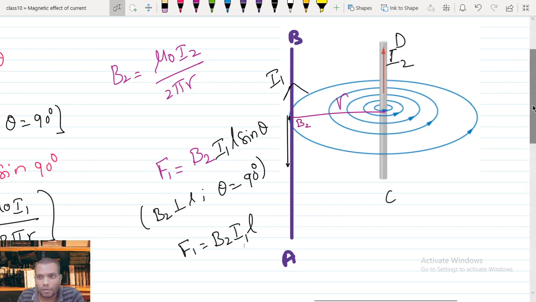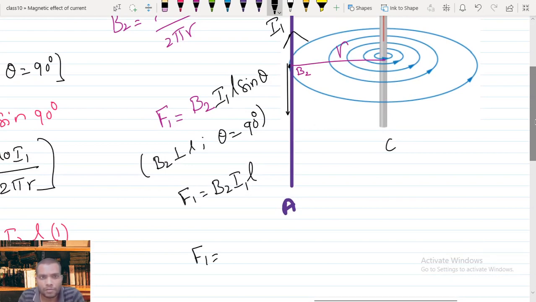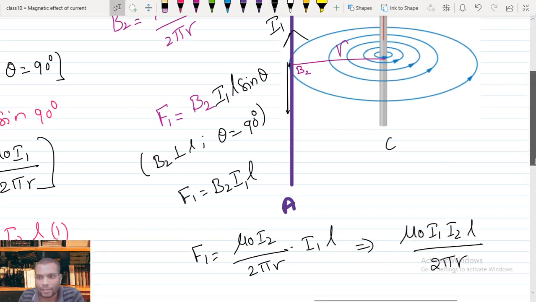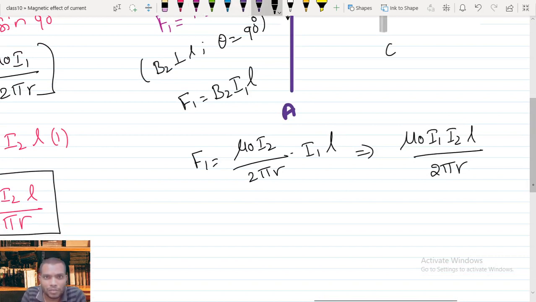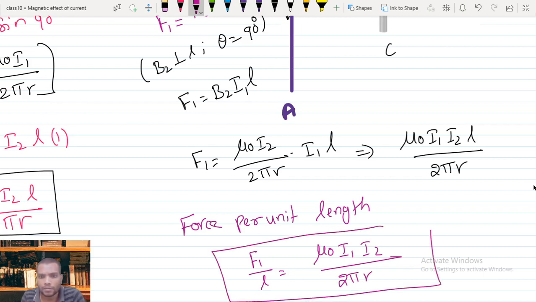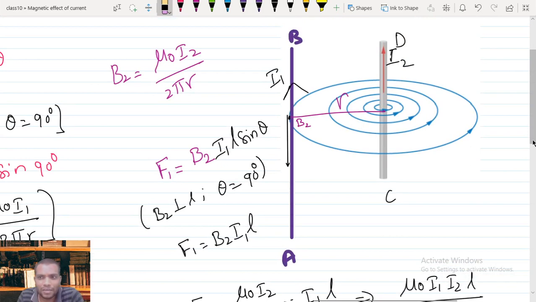Now plug in the value of B2. So F1 equal to B2, which is mu naught I2 upon 2 pi r, times I1 times L. If you rewrite this, mu naught I1 I2 L upon 2 pi r. So that is the magnitude of the force. Now we need force per unit length. Be very careful. Force per unit length, so we can call F1 upon L equal to mu naught I1 I2 upon 2 pi r. So this is the magnitude of the force on the first wire AB due to the magnetic field of the second wire CD.